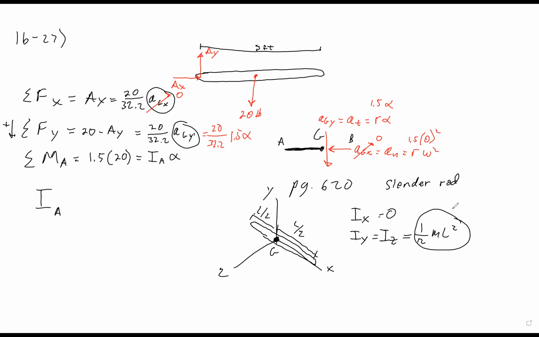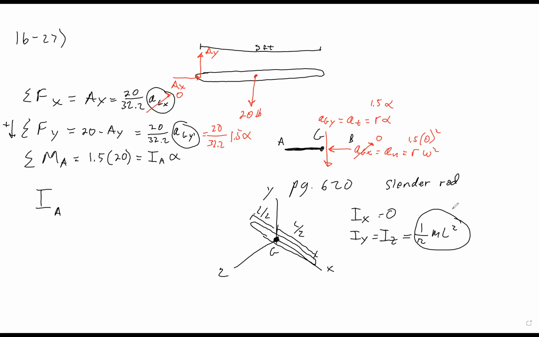You'll primarily be using the shapes on page 620. You'll very rarely use the shapes on 621, but for the sphere, don't completely ignore. And I think there's even a couple problems that might use the circular cylinder or the hemisphere, but primarily you're going to have the thin circular plate, the thin rectangular plate, the slender rod.